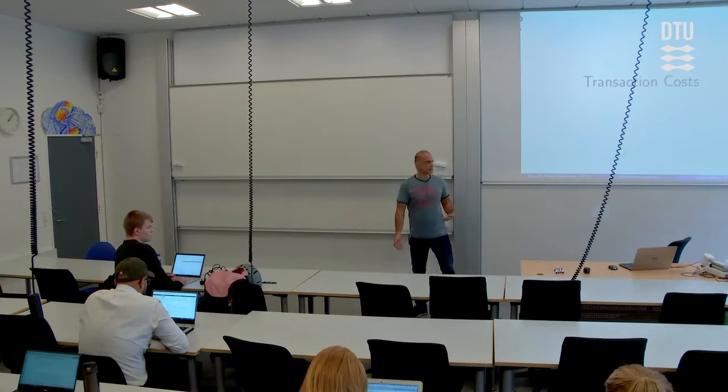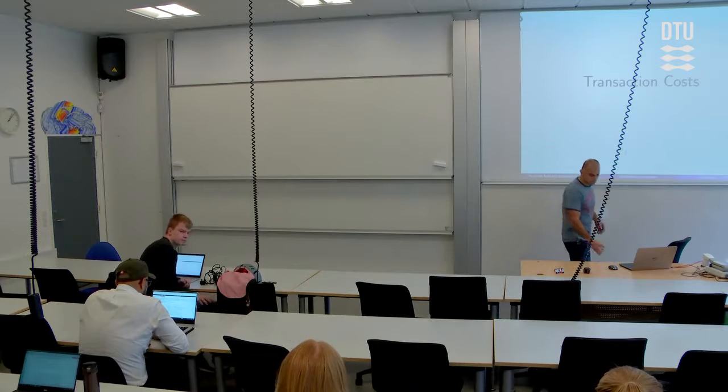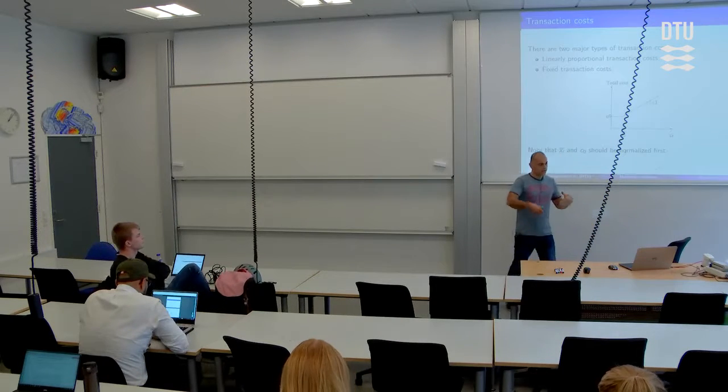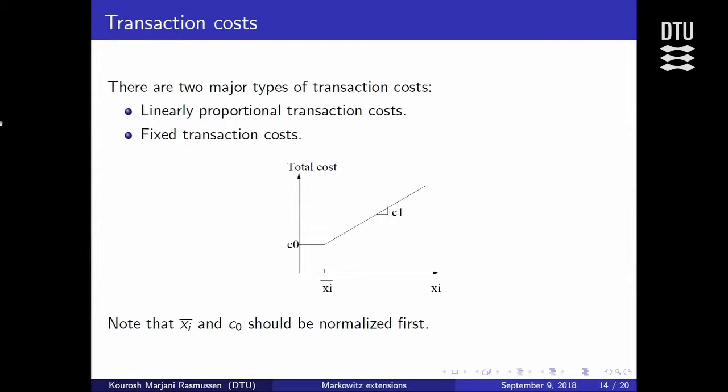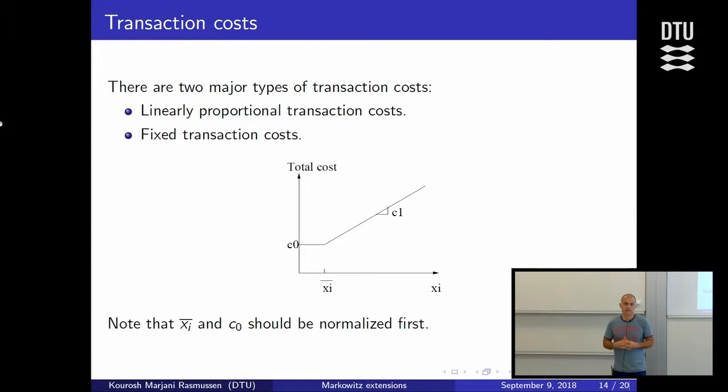So the idea with transaction costs is that you can have linearly proportional transaction costs, or we can just call them linear transaction costs. It's normally just a percentage of what you invest, or the percentage of what you buy or sell. Or you can have fixed transaction costs. So no matter how much you buy or sell, you pay, let's say, 50 Danish kroner for a single transaction, right? So these are the two kinds of transaction costs that we're going to look at today.